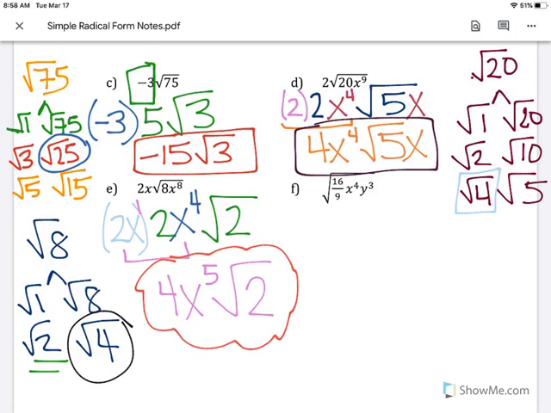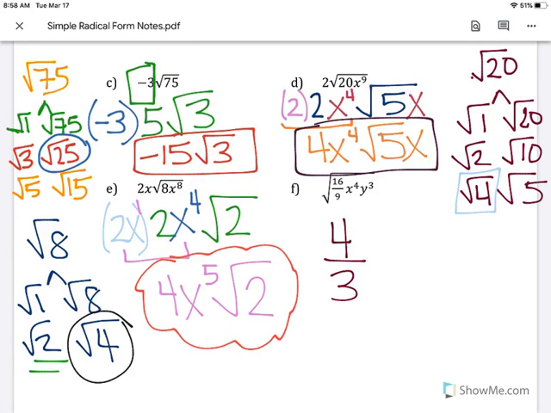Okay, last one. So part F says the square root of 16 over 9. Now remember, with fractions, treat them as their own separate entities. So the square root of 16 is 4. The square root of 9 is 3. Because those are perfect squares, it gets removed from the radical completely. Now if we deal with the exponents.